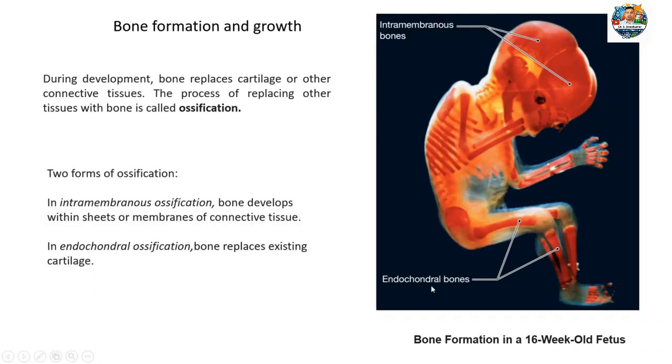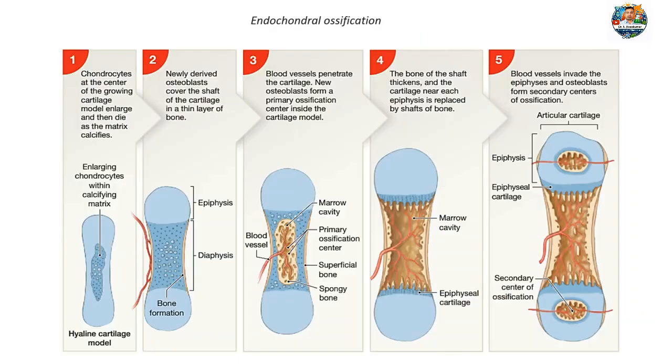So, as in the case of the skull, there is intramembranous ossification, whereas in limbs, the bones are formed through endochondral ossification. Most bone formation occurs through endochondral ossification. So we will see endochondral ossification in more detail. These are the steps through which endochondral ossification takes place.